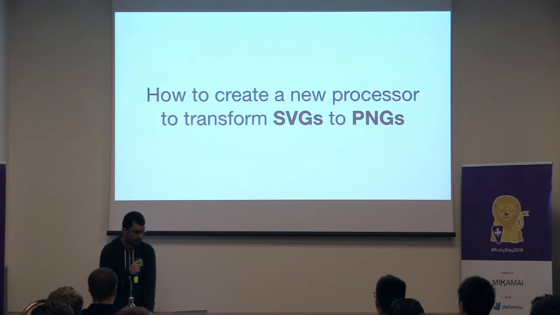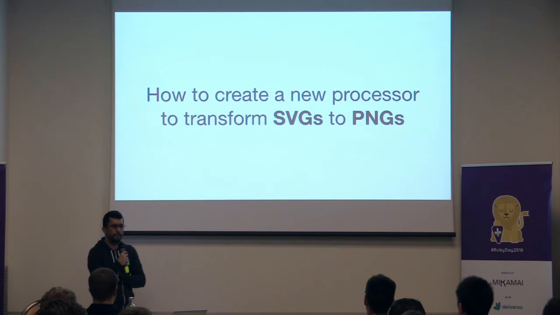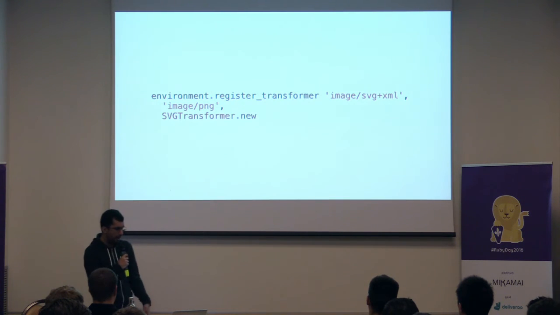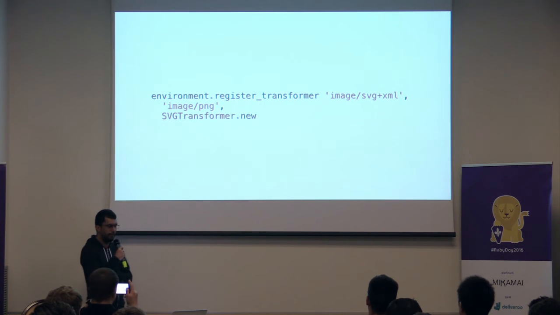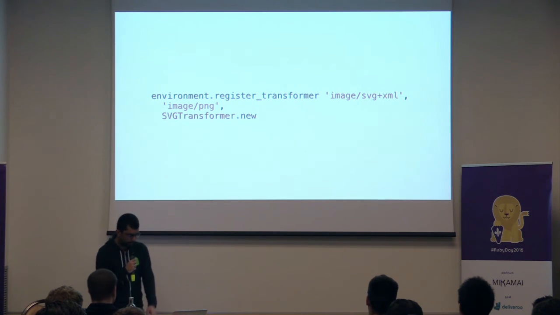Another example that we have in the Shopify code base is a way to transform SVGs to PNGs automatically at deploy time. We need that because we have a lot of SVG files, but some pages need to work on IE8, and IE8 does not know how to use SVGs, so we have to create PNGs for that case. And the way we do that, we have a special transformer from SVG to PNG, and this transformer is just an instance of the SVG transformer class.